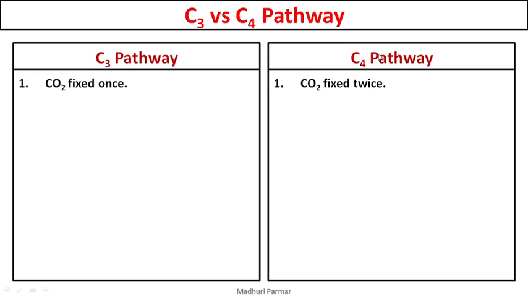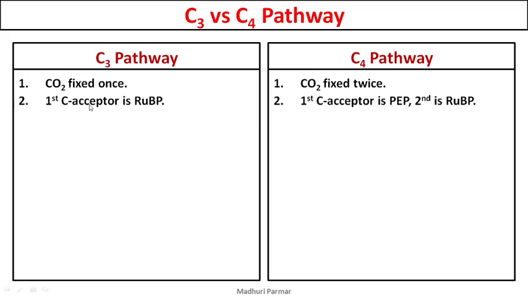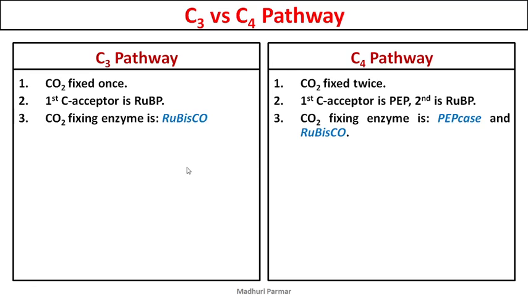While in case of C4 pathway, carbon dioxide is fixed twice. As you can remember, you have PEP carboxylase, which will fix the carbon dioxide from atmosphere and make oxaloacetate. And second time, the Rubisco enzyme in the bundle sheath cell will convert that carbon dioxide plus RUBP into 3-phosphoglycerate. So the first acceptor here is RUBP in case of C3, while the first acceptor in case of C4 pathway is phosphoenol pyruvate. The second acceptor of carbon dioxide is RUBP.